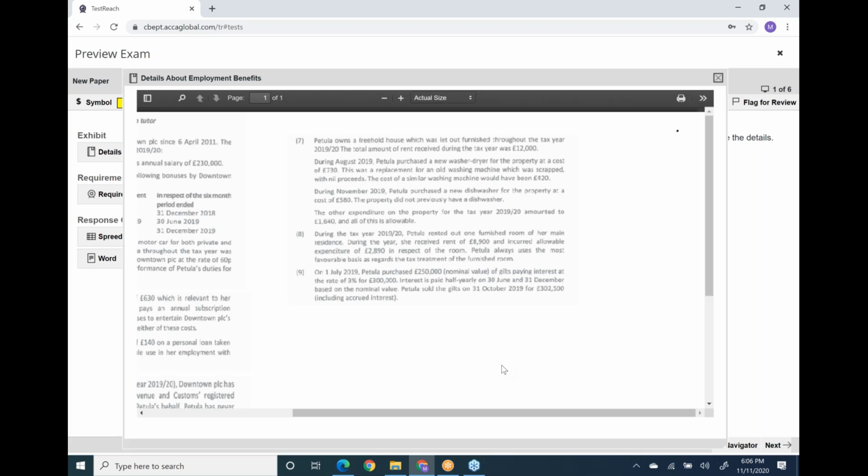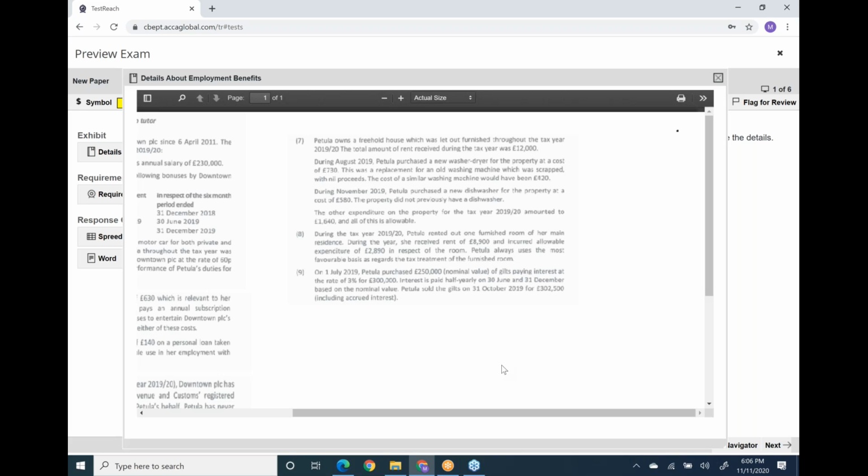Now next line, the other expenditure on the property for the tax year 1920 amounted to 1640, and all of this is allowable. They are saying it's allowed, so it's allowed. Now in point number 7, what is your rental income? 12,000 will be added as rental income. And what are the allowed expenses? 420 and 1640.